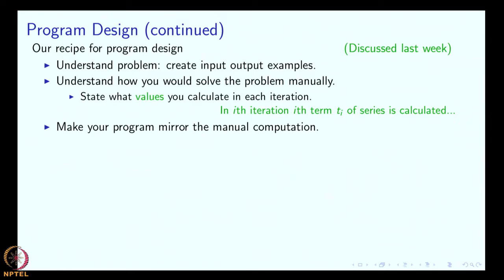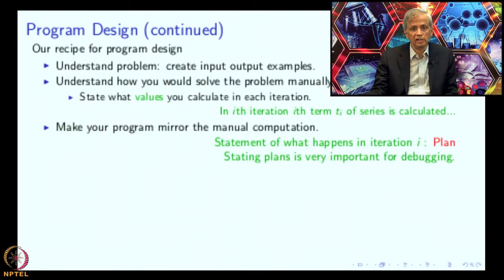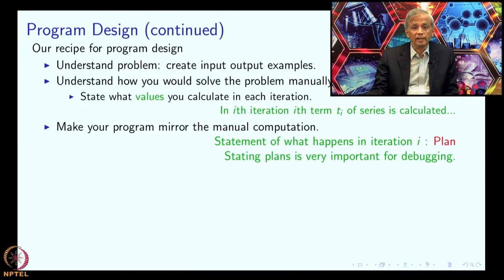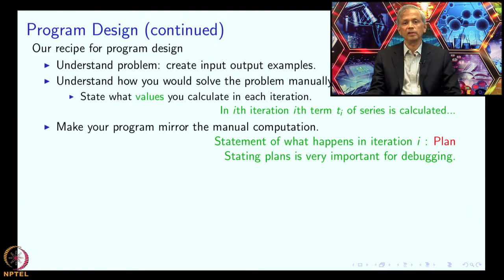So discuss it slowly in the classroom. Encourage students to write down the plan. What happens in the ith iteration? Ti equals 1 over i factorial is calculated, or whatever value you have associated with Ti gets calculated. What happens in each variable? State them. Tell them that stating plans is important for debugging. Should your program not work correctly, you should be able to figure out where things went wrong, and for that writing down the plan is really important.